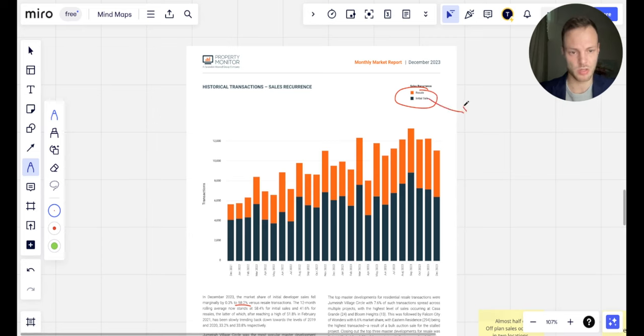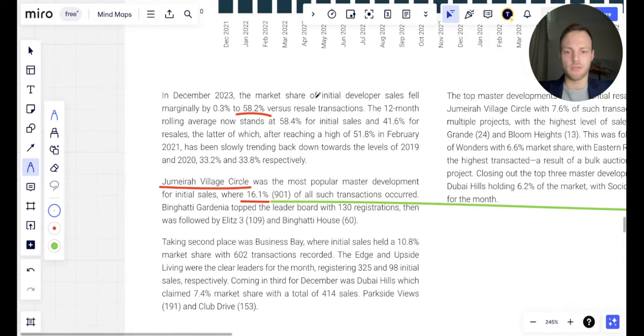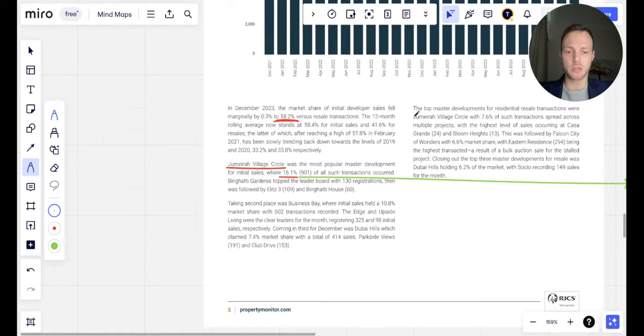An initial sale is directly from the developer. So blue equals developer. That would be buying off Emaar, for example. In December 2023, the market share of initial developer sales fell to 58.2%. So that means 58.2% of all sales are from the developer.